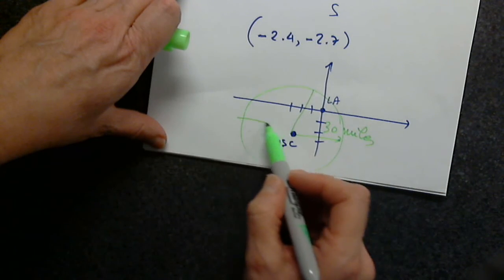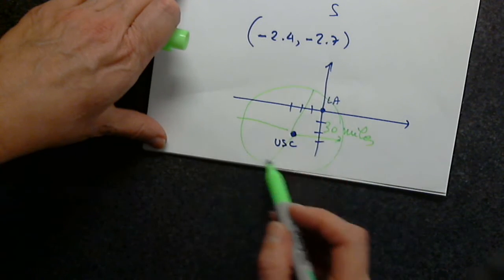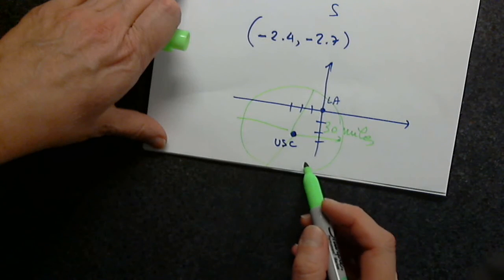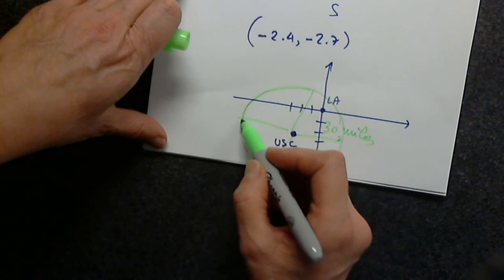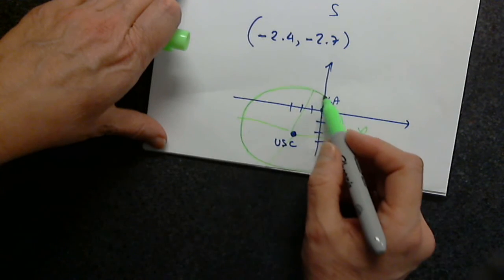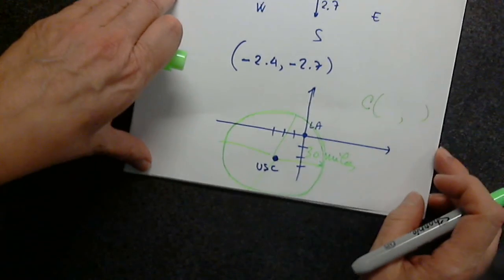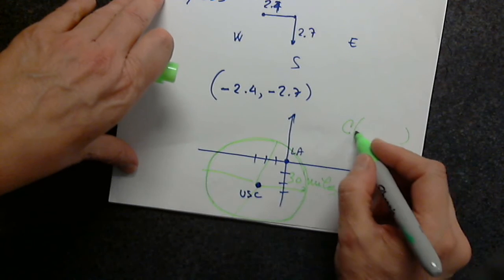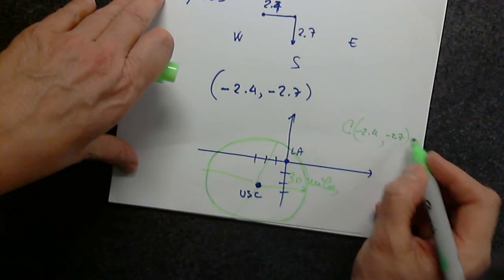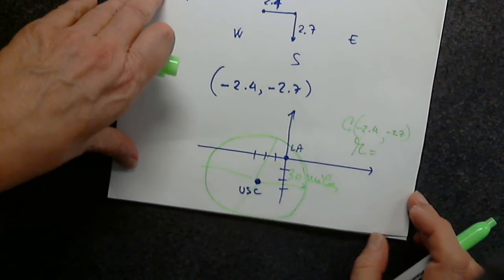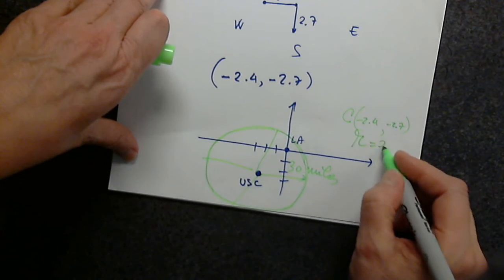Everywhere. 30 miles, 30 miles, 30 miles. That's the radius of 30 miles. So we are asked to determine the equation of the circle, knowing the center is exactly what? Very good. Negative 2.5, negative 2.7. And the radius is exactly 30.